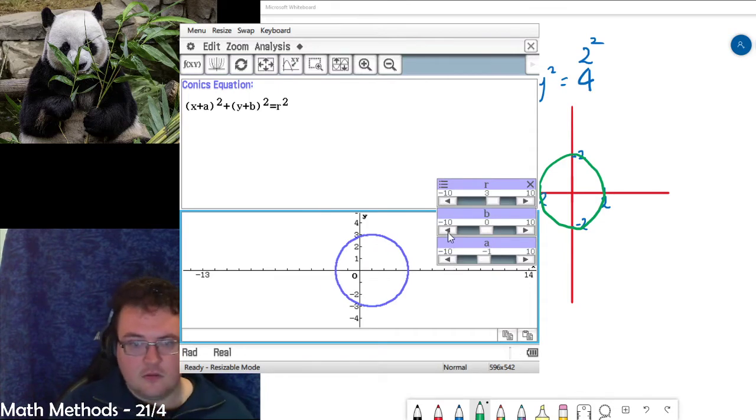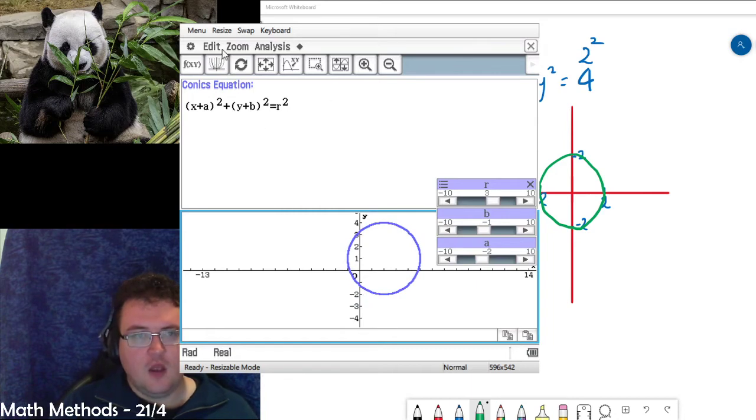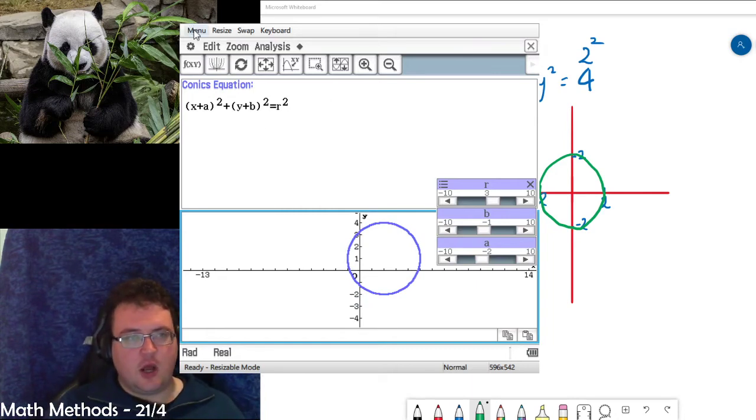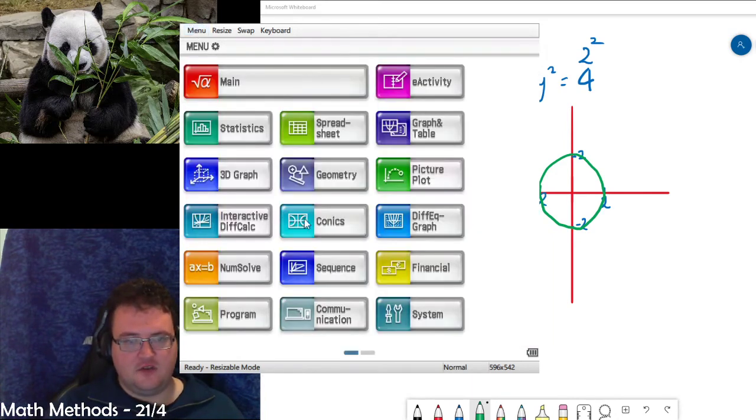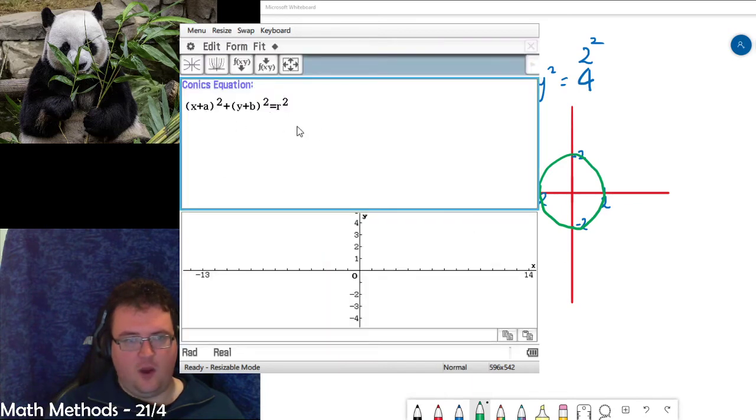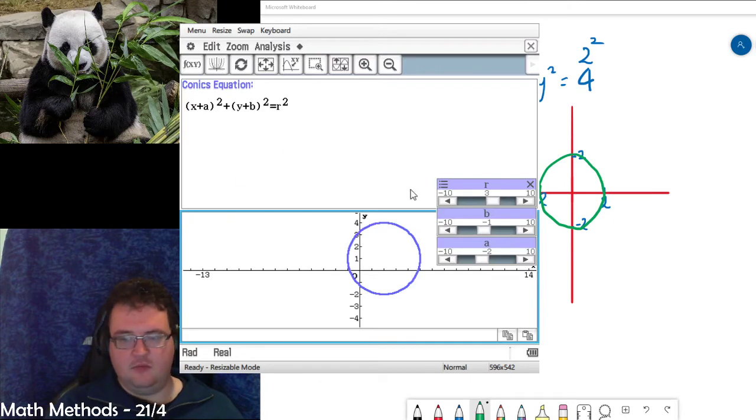So can you show us how to get the circle on the graph? Because I still haven't done that. Okay, so again, one more time for people who weren't paying attention the first time. On menu, go to conics, and then enter the equation like this, and then hit that variables button.